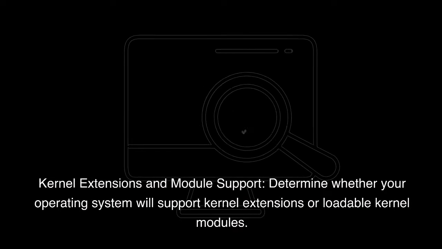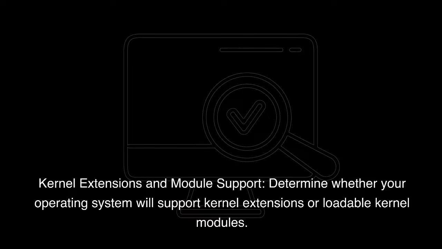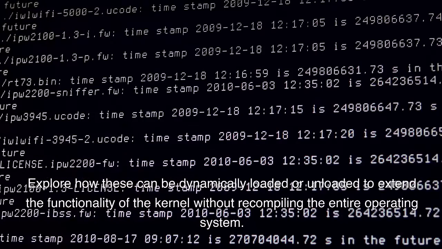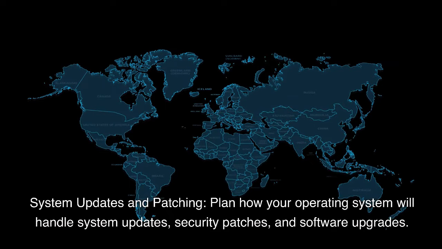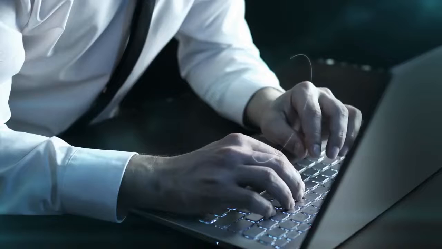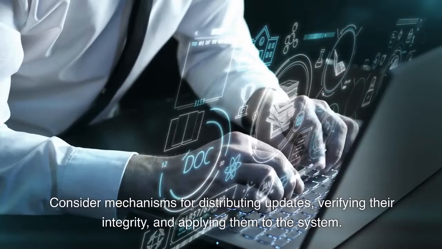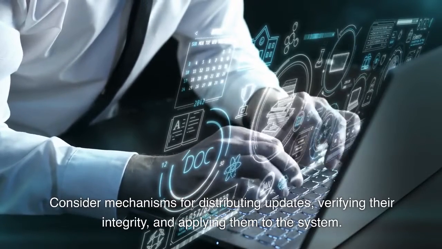Kernel extensions and module support. Determine whether your operating system will support kernel extensions or loadable kernel modules. Explore how these can be dynamically loaded or unloaded to extend the functionality of the kernel without recompiling the entire operating system. System updates and patching. Plan how your operating system will handle system updates, security patches, and software upgrades. Consider mechanisms for distributing updates, verifying their integrity, and applying them to the system.